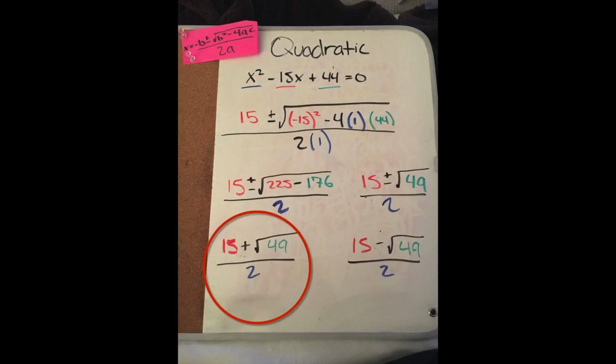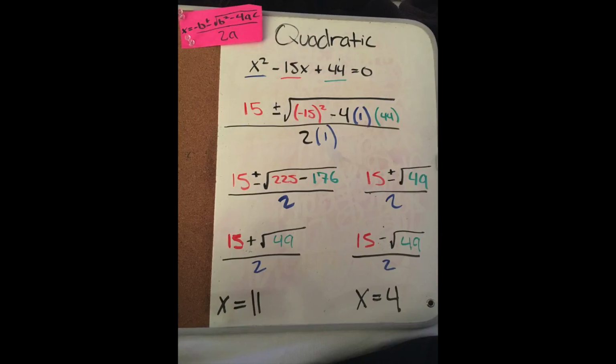One that says 15 plus the square root of 49 all over 2, and one that says 15 minus the square root of 49 all over 2. One equation will tell us the value of x is 11, and the other will tell us the value of x is 4. Don't worry, quadratic equations always have two answers.